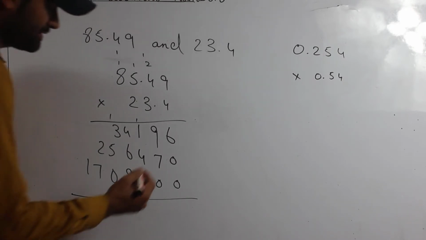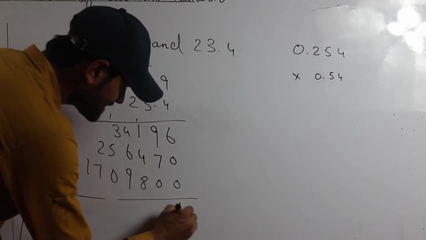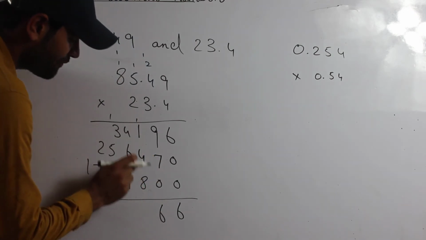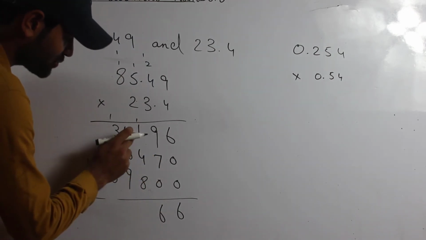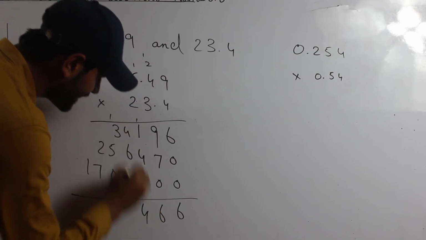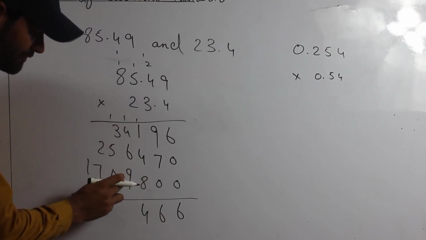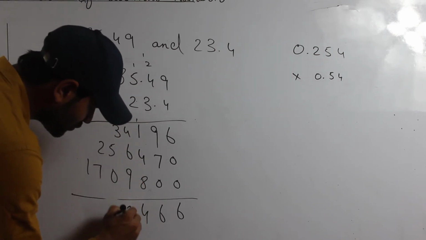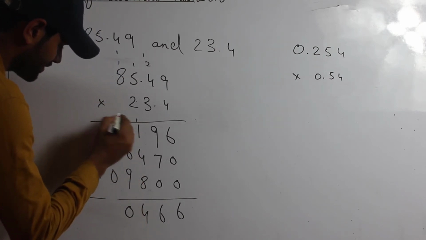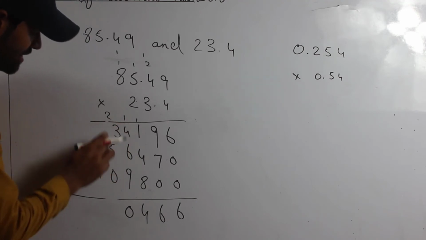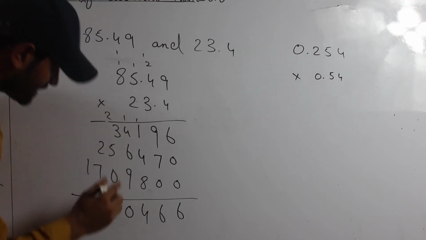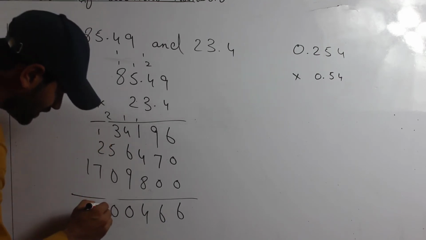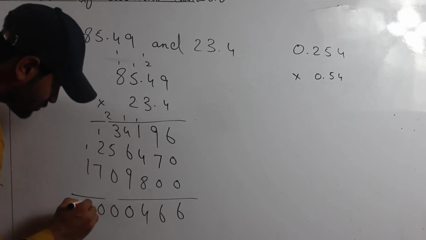then we add these terms. 6, 9 plus 7, 16, carry 1, 4 plus 8, 12, 12 plus 1, 13, 13 plus 1, 14, carry 1, 6 plus 9, 15, 15 plus 4, 19, 19 plus 1, 20, again carry 2, 5 plus 3, 8, 8 plus 2, 10, carry 1, 2 plus 7, 9, 9 plus 1, 10, carry 1 and 1 plus 1, 2.